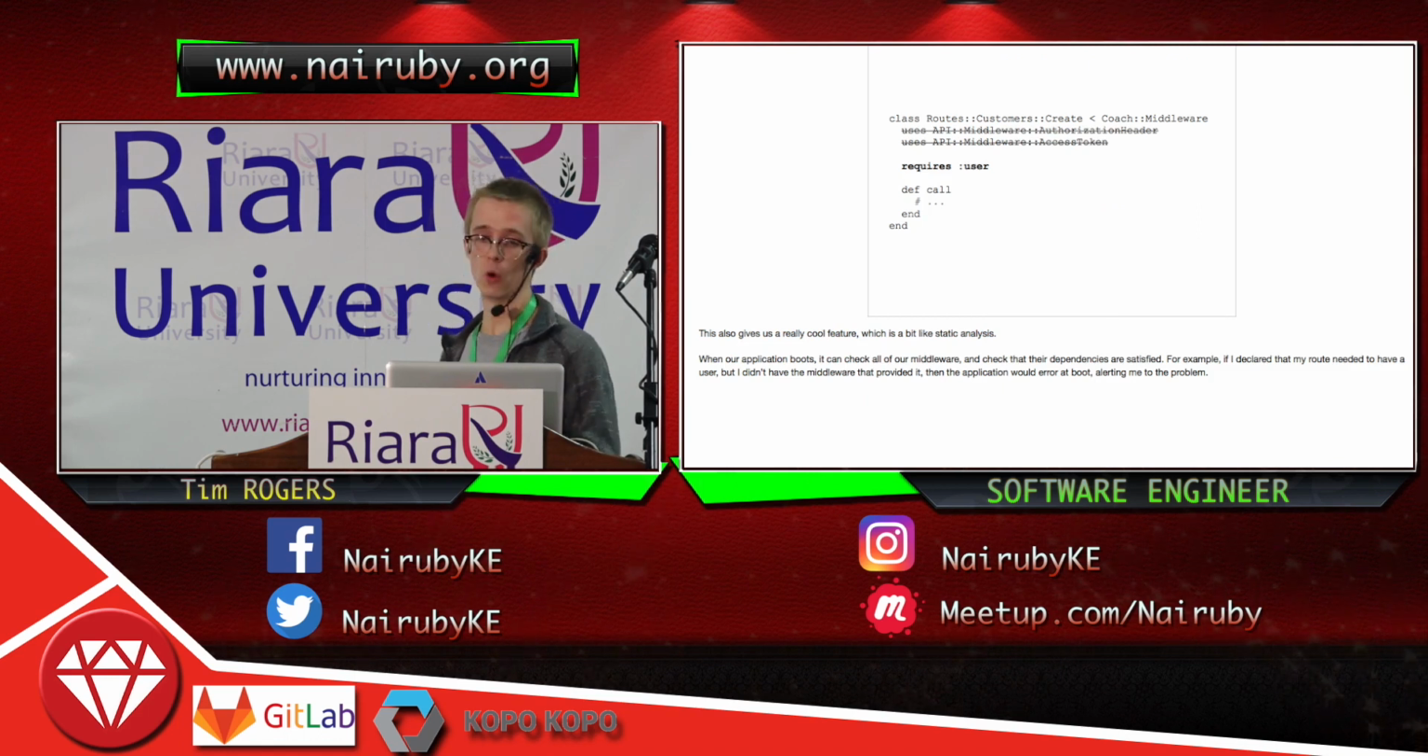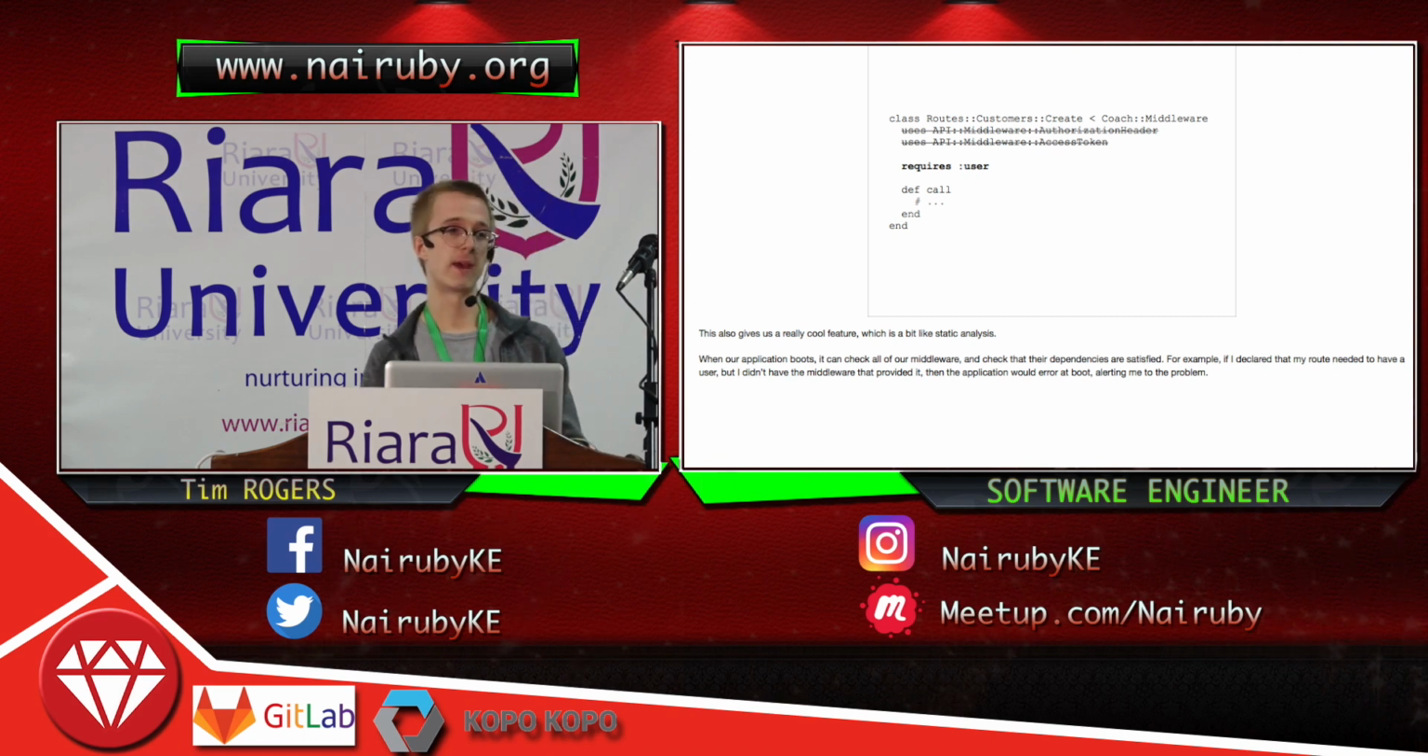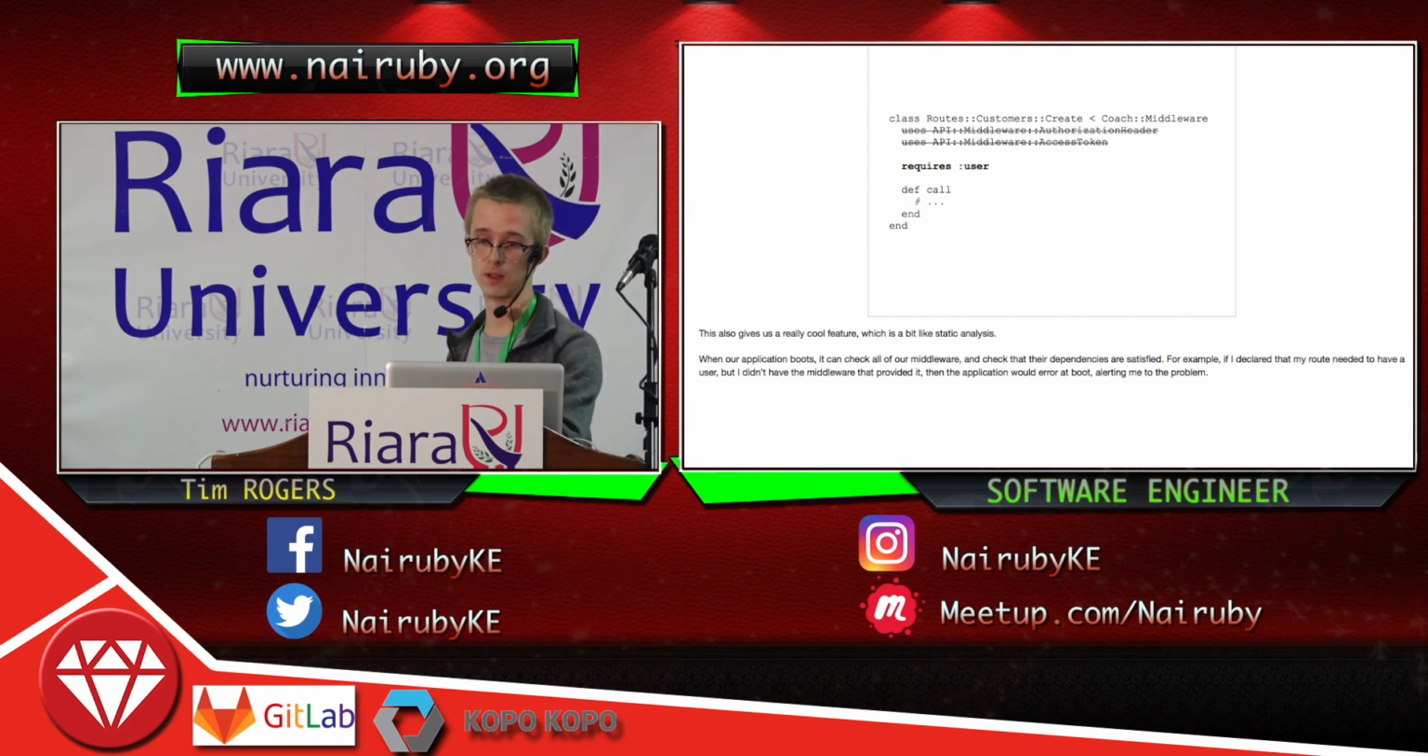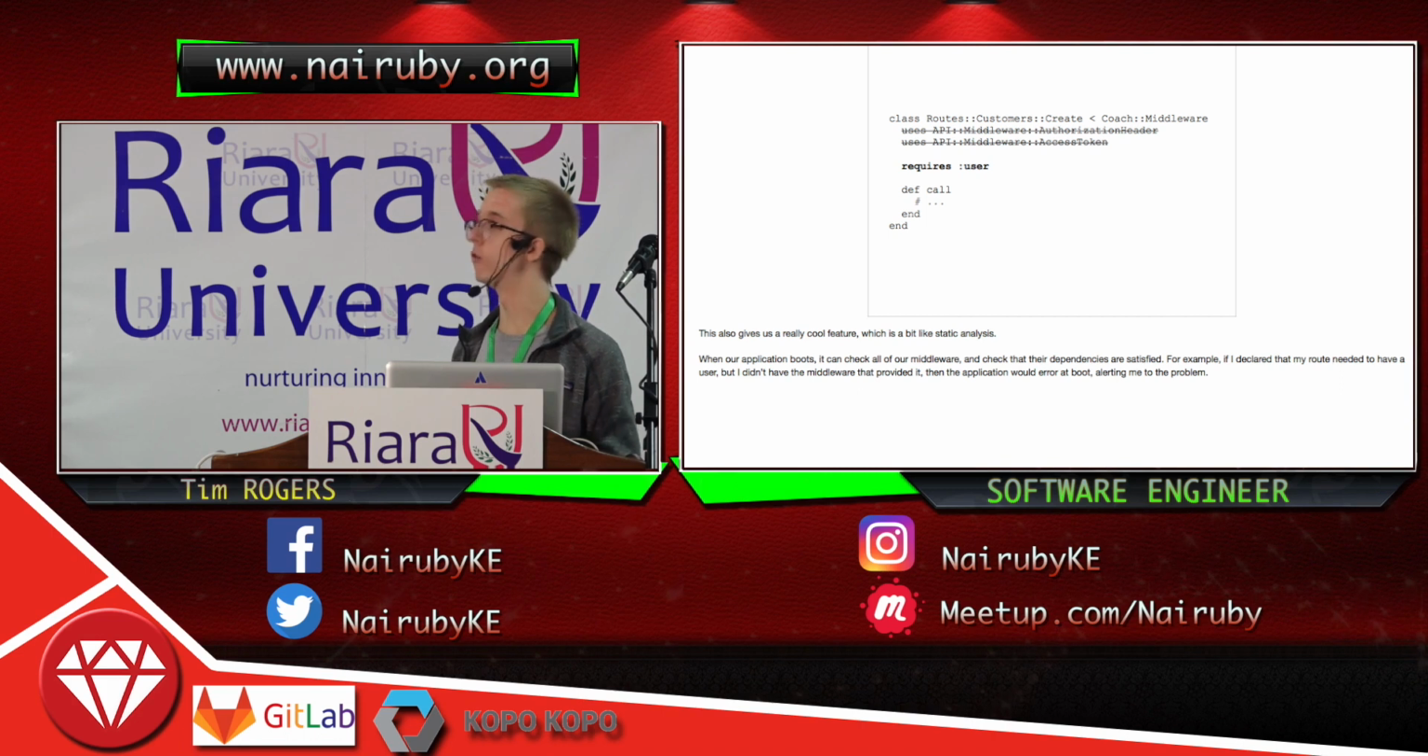Middleware in Coach also define what data they pass on and what data they need. This makes your code easier to follow, and it's much easier to understand the flow of data. Here, for example, we say that the access token middleware is responsible for finding the user. So we say it provides a user. And then we say that the create route needs to have a user. It requires one.